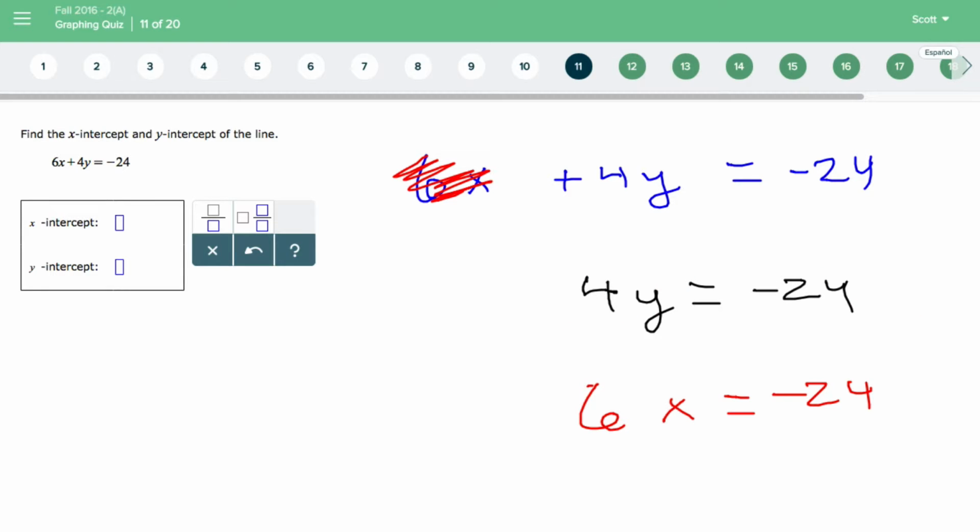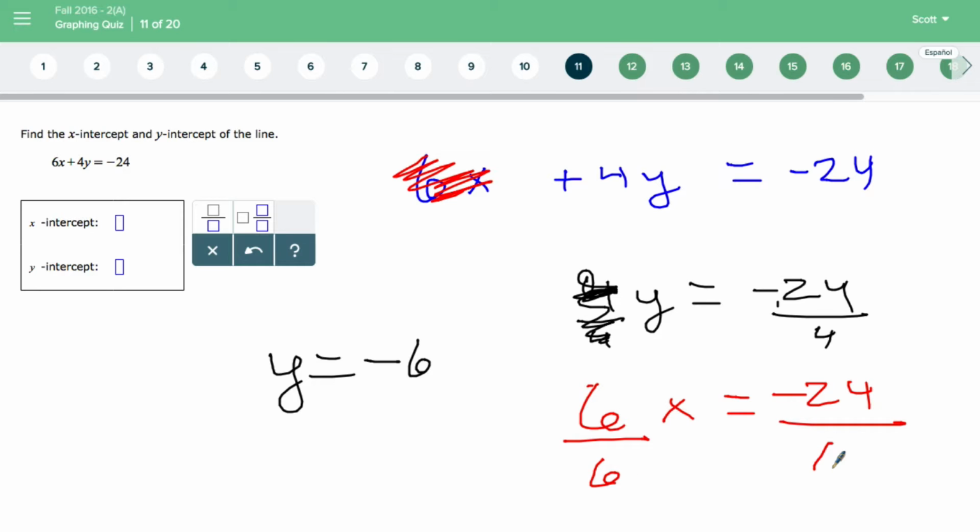Now with that in mind, all we need to do is solve each one of them. Here I'm going to divide by 4, divide by 4. It's always going to be divide. y equals, because the 4's are gone, what does y equal? It equals negative 24 divided by 4, which is negative 6. And then I solve for x. Divide by 6, divide by 6. Again, it's always division. So that's going to leave me with x because the 6's go away. And negative 24 divided by 6 equals negative 4.